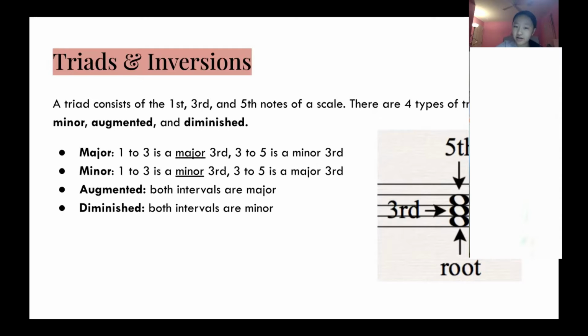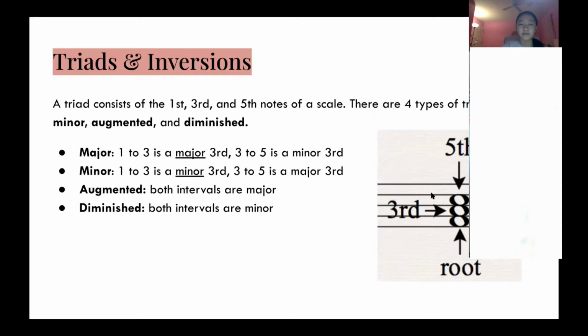Okay, and then for minor, it's the opposite way around. If we had a minor chord in this chord, it would be F, A flat, and C. That would be an F minor triad. So F to A flat would be a minor third, but then A flat to C would be a major third. I think in this case, the augmented and diminished ones are even easier to remember because it's just both intervals are major or both intervals are minor.